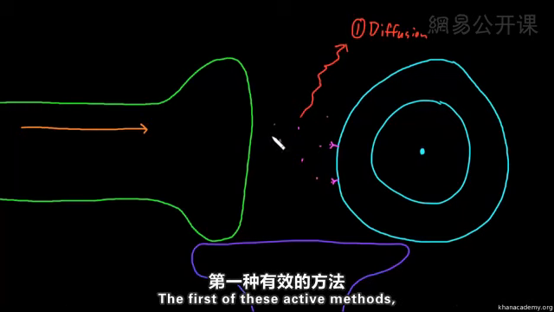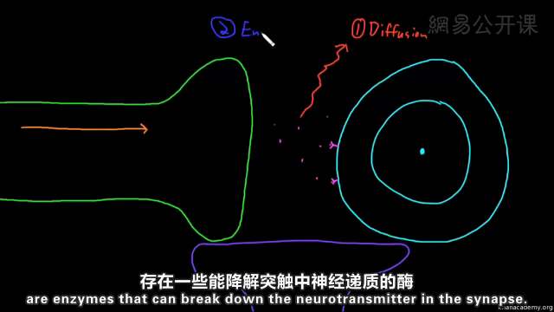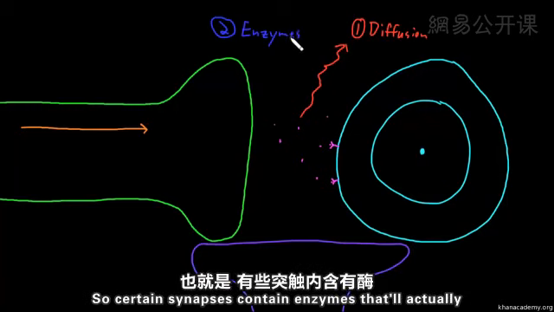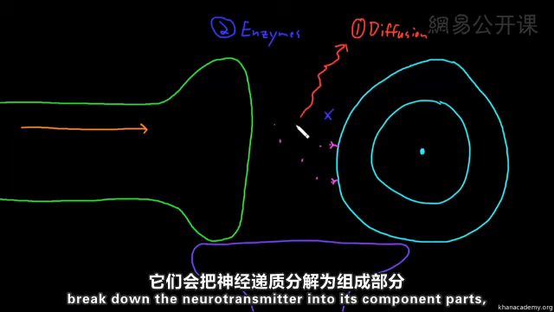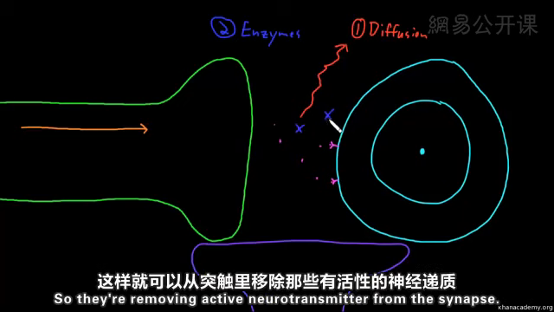The first of these active methods, or the second method to remove neurotransmitter from the synapse, are enzymes that can break down the neurotransmitter in the synapse. So certain synapses contain enzymes that'll actually break down the neurotransmitter into its component parts, which are no longer able to stimulate the neurotransmitter receptor. So they're removing active neurotransmitter from the synapse.